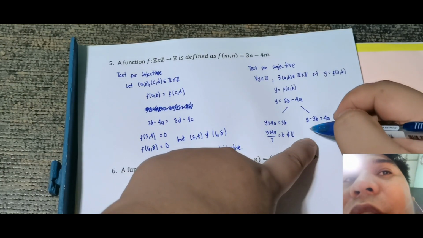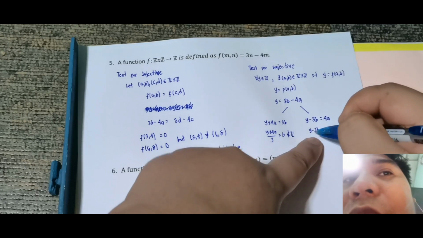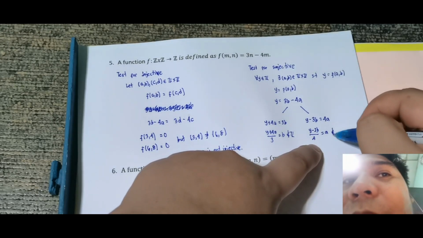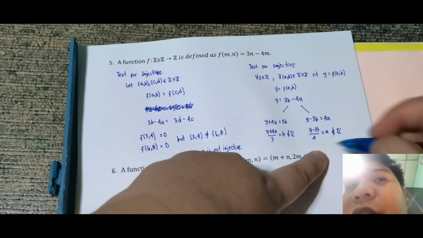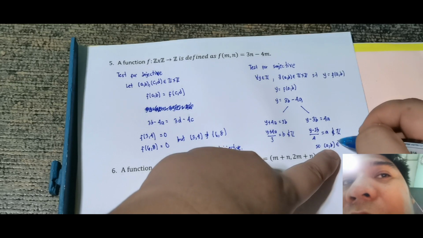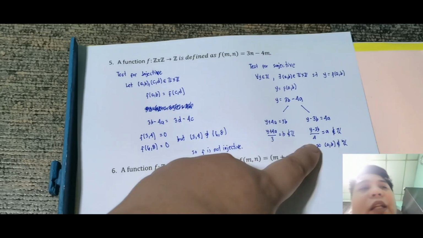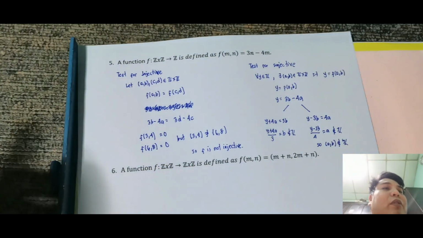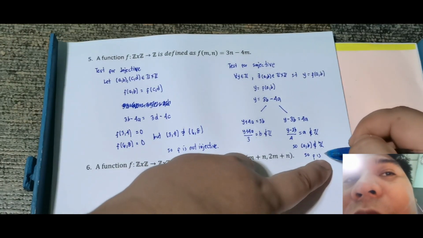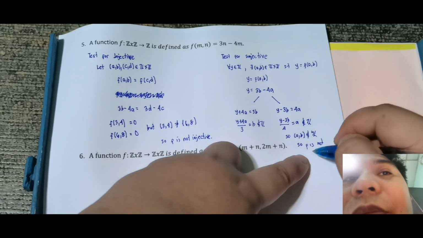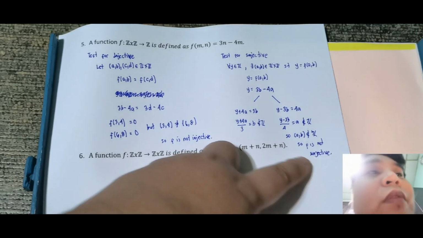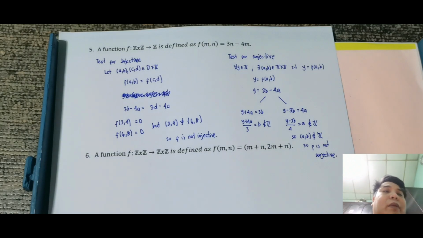Okay? Also, dito rin, yung y minus 3b over 4 is equal to a is not always element ng integers. So, si a, b is not always an element of integers based dun sa lalabas na sagot dyan. Okay, so therefore, this is not surjective. So, f is not surjective. Okay, so ganun yung mga basehan mo para ma-test mo siya.